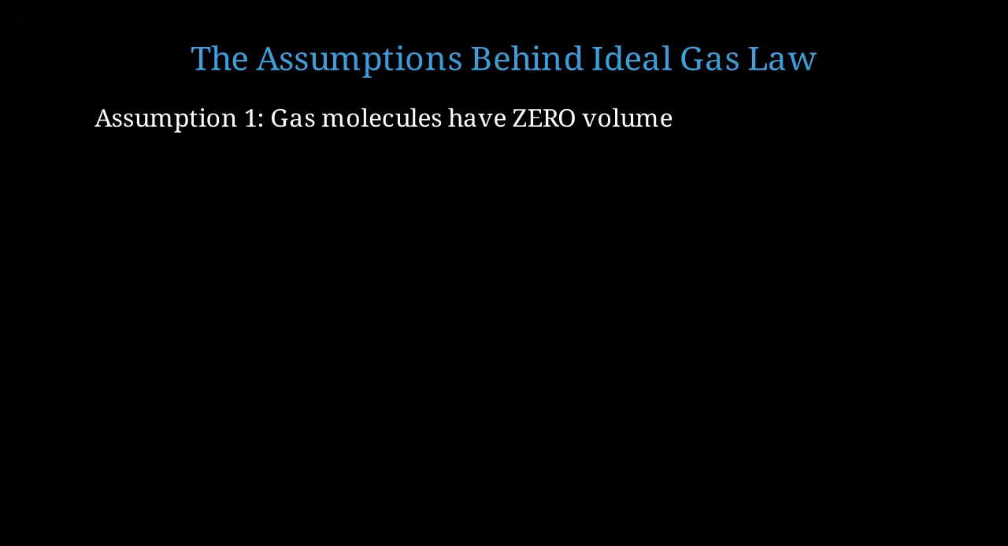But here's the critical question. What assumptions does the ideal gas law make? Understanding these assumptions is key to understanding where it fails. First, the ideal gas law assumes that gas molecules themselves have zero volume. They're treated as mathematical points with no size at all.